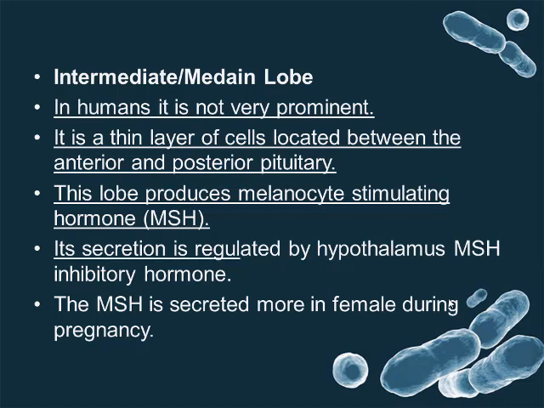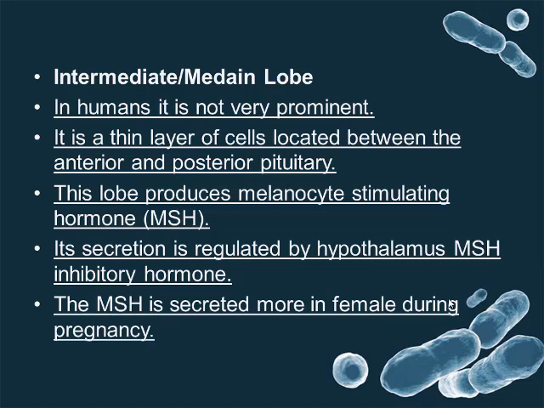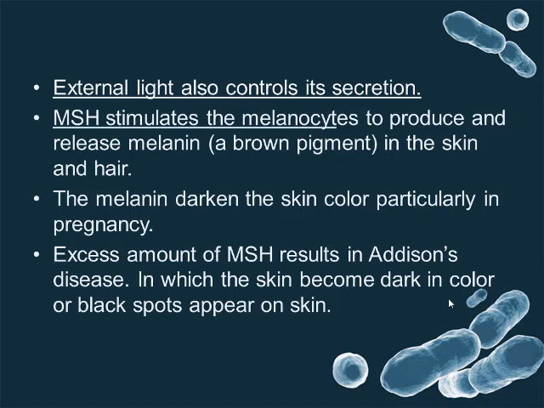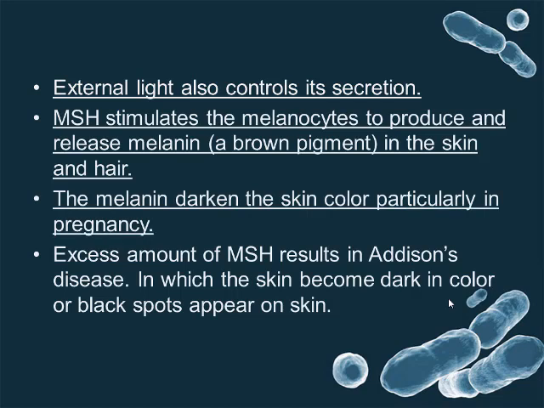Its secretion is regulated by hypothalamus MSH inhibitory hormone. The MSH is secreted more in female during pregnancy. External light also controls its secretion. MSH stimulates the melanocytes to produce and release melanin, a brown pigment in the skin and hair. The melanin darkens the skin color, particularly in pregnancy in female.